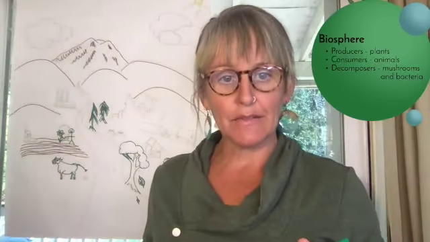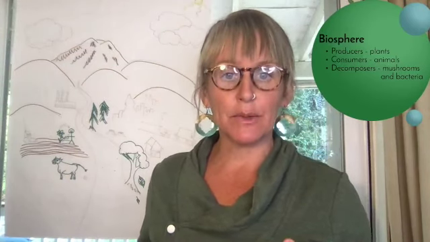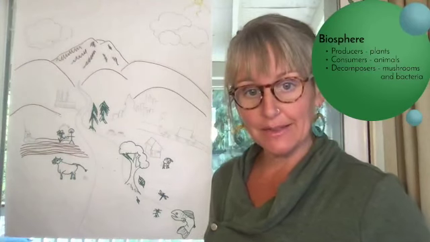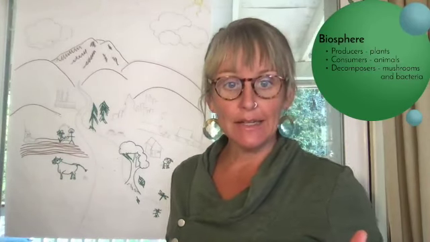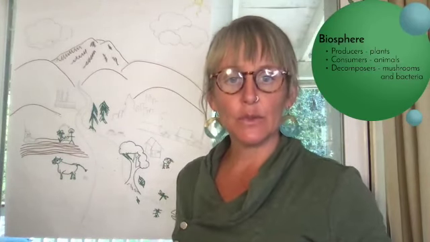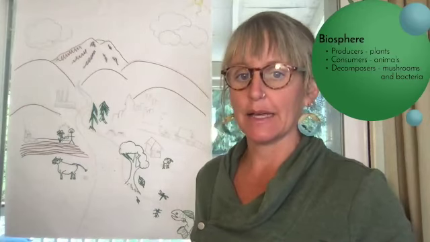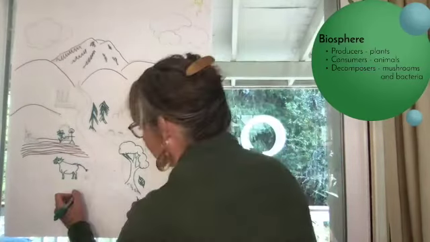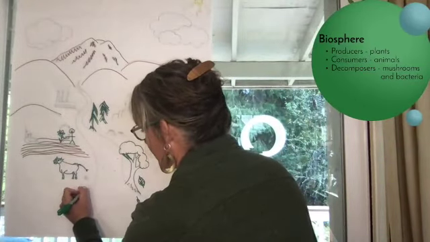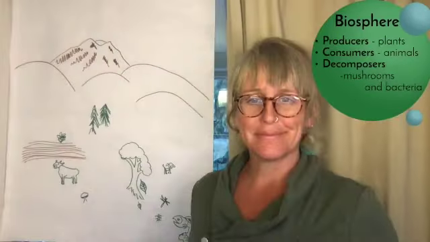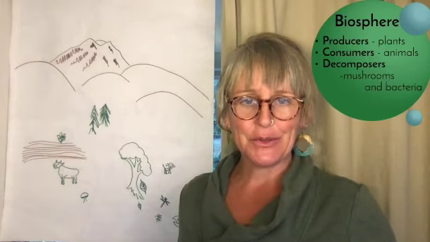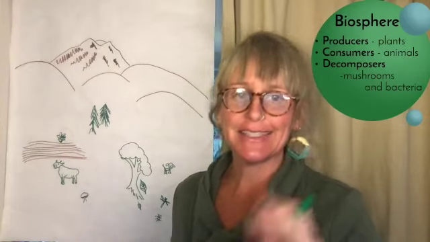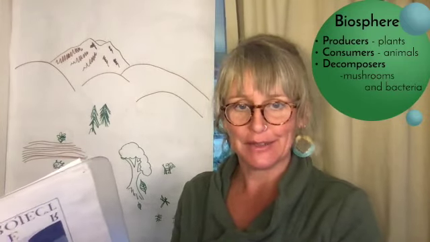The third type of living thing in the biosphere are the decomposers. Those include things like mushrooms and bacteria. They break down dead organisms back into soil and nutrients that other organisms, like plants, can use. Let's put a mushroom right over here. Just to review, biosphere includes producers, the plants, consumers, the animals, and decomposers like mushrooms and bacteria.